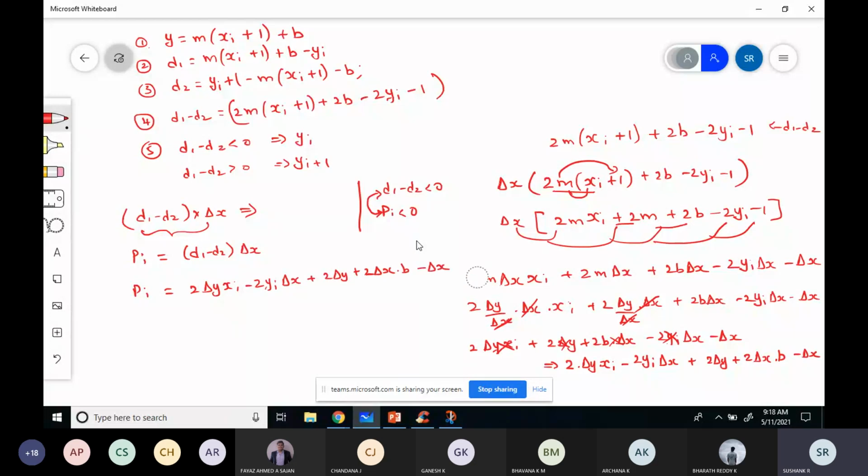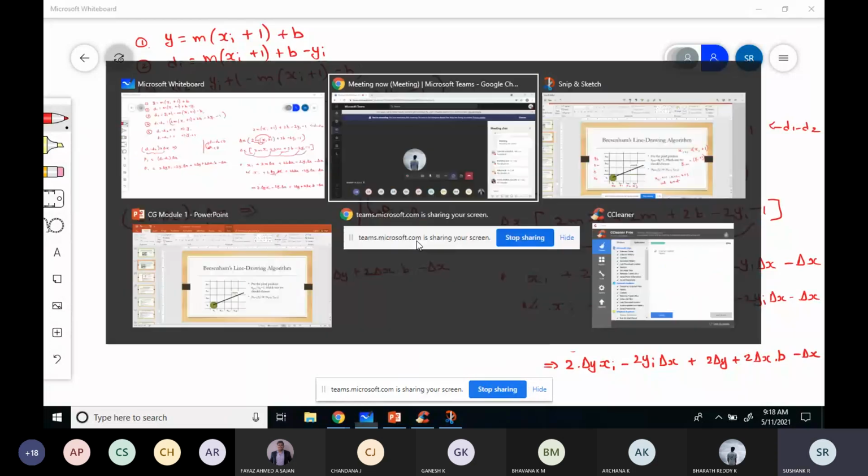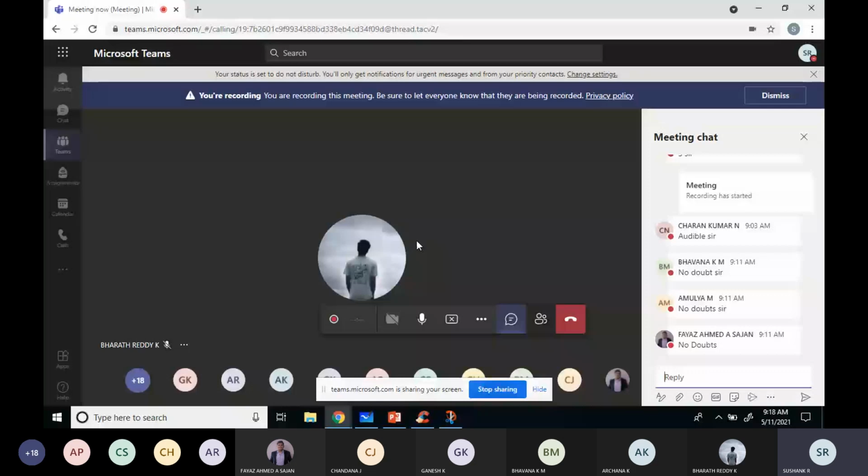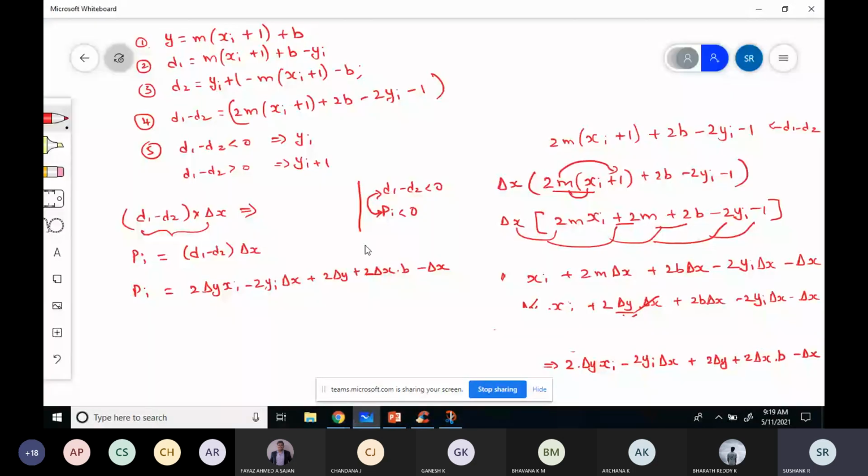Any doubts so far? How I came across this equation? Any doubts? Yes or no? Is this point clear? I'm multiplying with the slope, that is d1 minus d2. d1 minus d2, I'm multiplying with delta x. So till this point, if it is clear, means this is the equation.